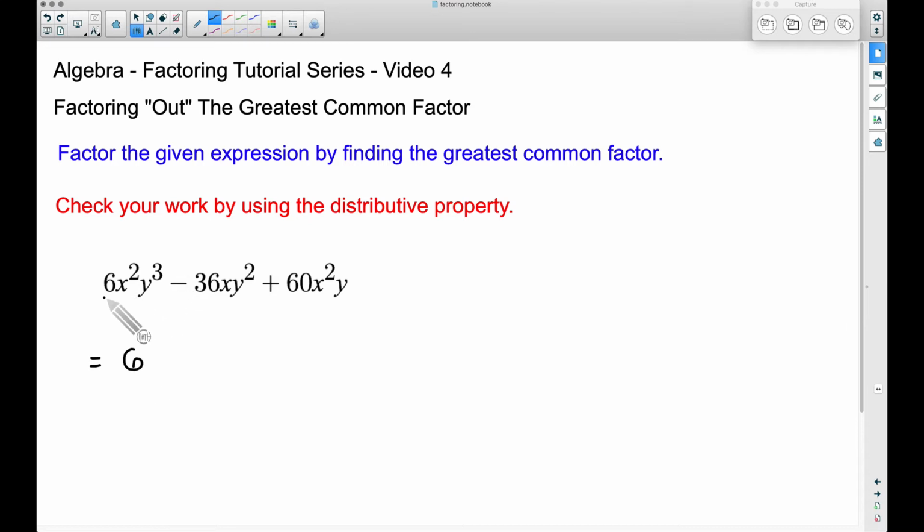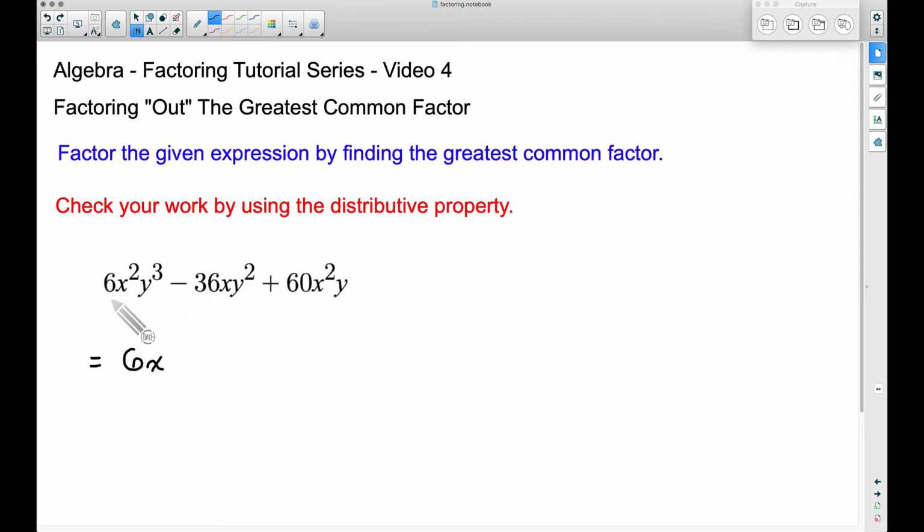And now let's focus on the x's in each term, because we do have x's in all 3 of these terms. If we look, we have 2 of them, x squared, we have 1 here, and then we have 2 here. Now, the most they have in common is going to be 1. We don't have 2 x's to pull out in this term here. Therefore, we can only factor out a single x. So putting that x right there.